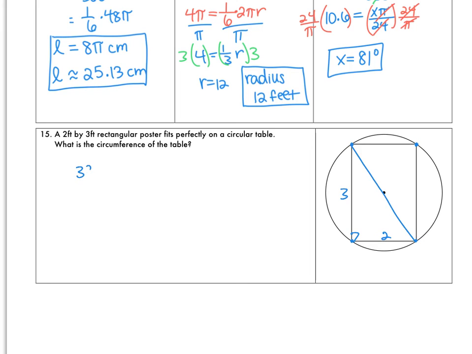So we're going to do 3 squared plus 2 squared equals c squared. So that's 9 plus 4 equals c squared. So that's the square root of 13 is equal to c. So that's actually our diameter. So I'm going to say the diameter is equal to the square root of 13. And then to find the circumference, we know that circumference is equal to pi d. So circumference is equal to pi times the square root of 13.